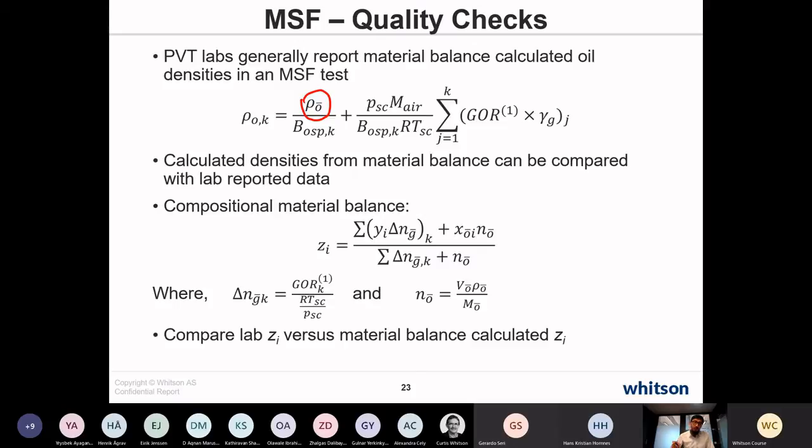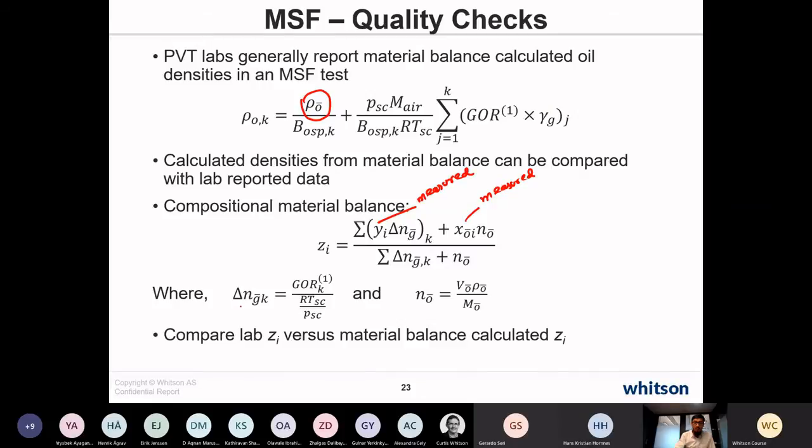Yeah, and then I was talking about this compositional material balance, because we know in this test we are measuring these YI values. So YI is also measured. That's the removed gas compositions. We also measure the stock tank oil composition. So that's our stock tank oil, and we are measuring the GOR values at each pressure stage.